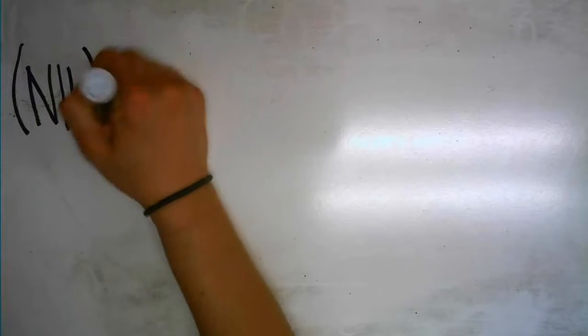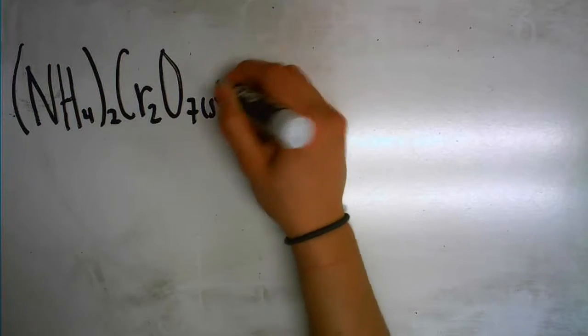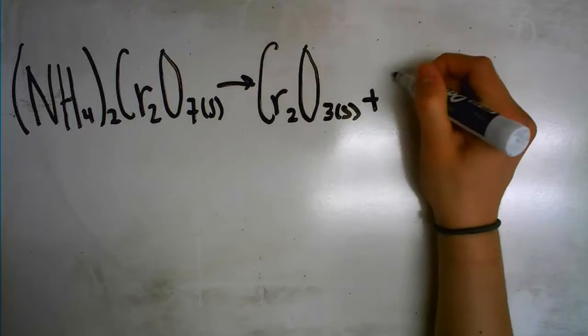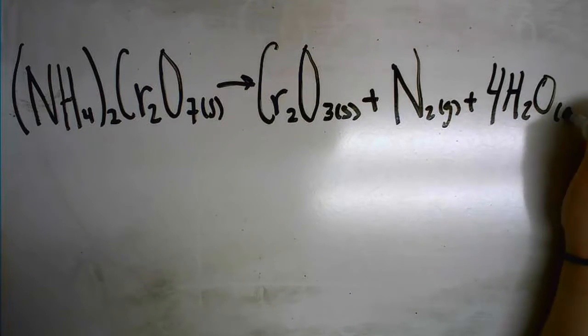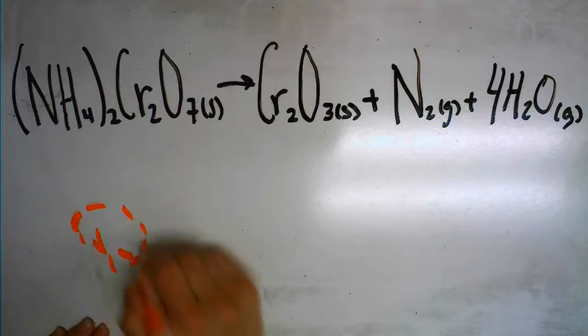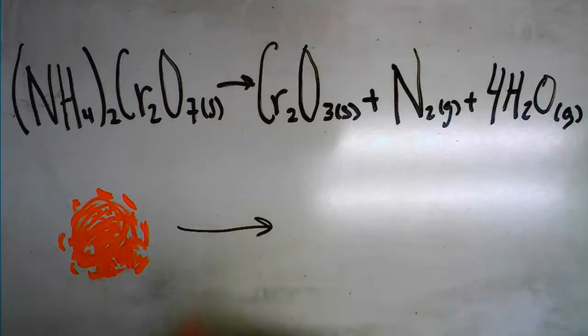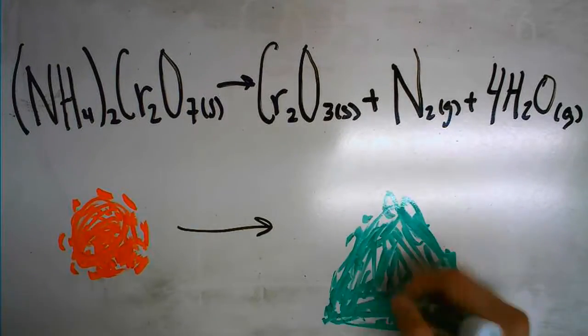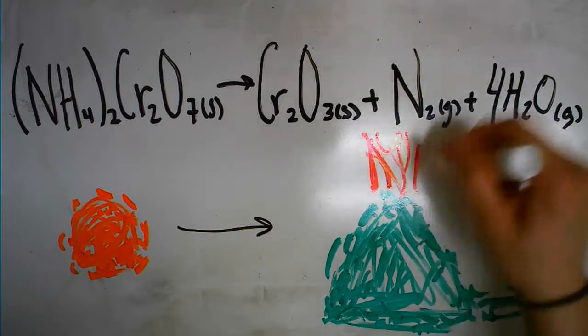Our reaction consisted of solid ammonium dichromate decomposition into solid chromium-3 oxide, nitrogen gas, and gaseous water. We can see this decomposition in the formation of our miniature volcano, which was made up of chromium-3 oxide.